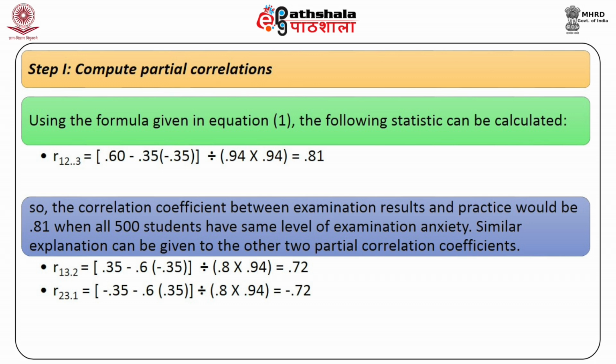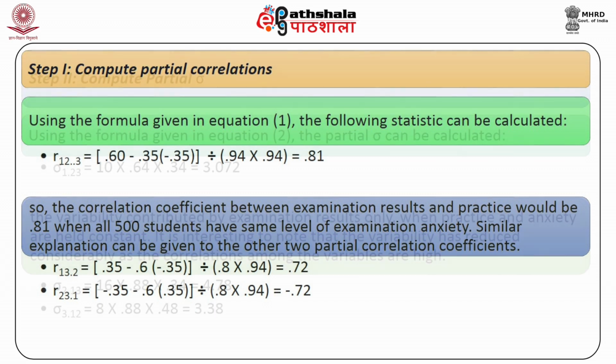of examination anxiety. A similar explanation can also be given to the other two partial correlation coefficients. The correlation coefficient between variables 1 and 3 when the effect of the second one has been partialed out is obtained to be 0.72, and the correlation coefficient between variables 2 and 3 when the effect of the first variable has been partialed out, in that case, turns out to be minus 0.72.